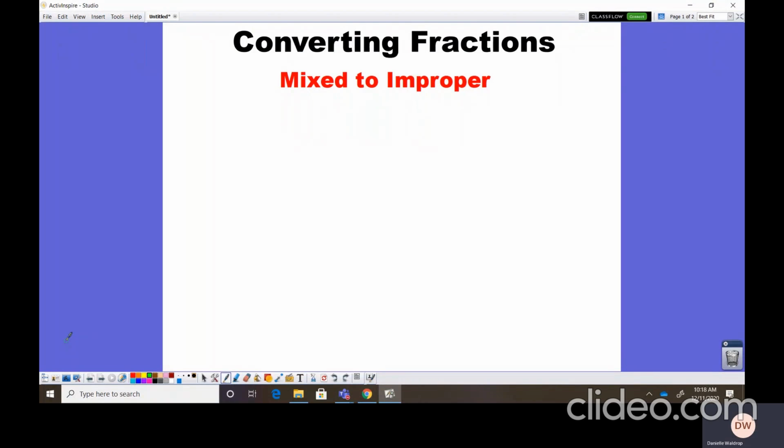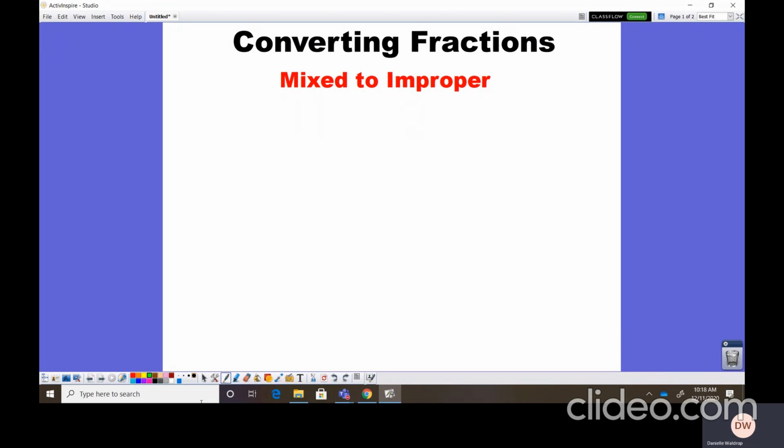Hey guys, I have made you another video to help you with converting fractions, because I knew that was probably going to be a little bit more of a difficult skill for you this week. But once you pick up on the steps, you should hopefully be able to figure out how to go from mixed to improper, and then improper back to mixed. So let's start with mixed to improper.